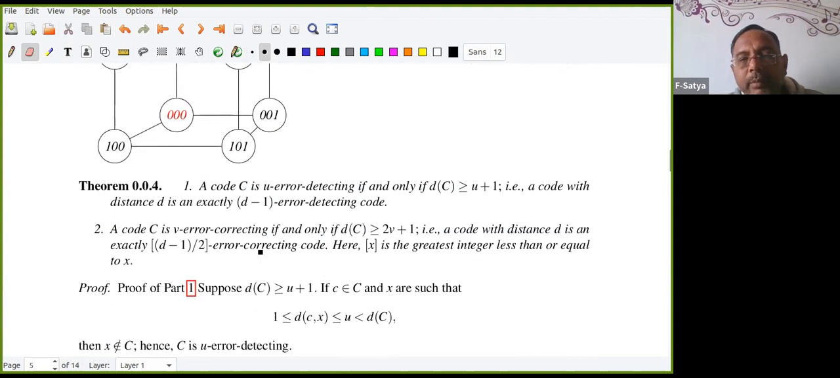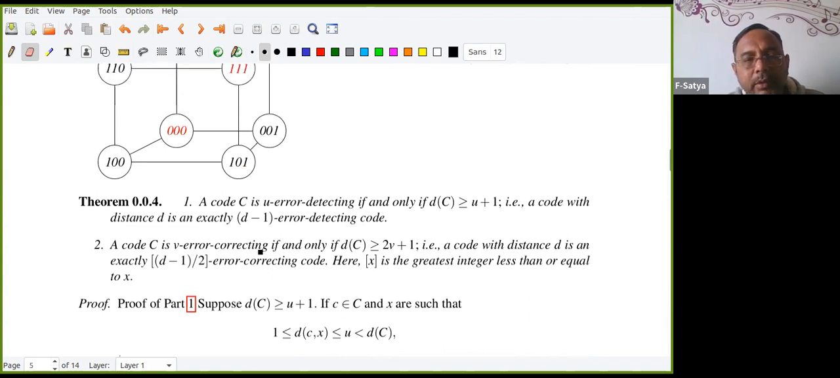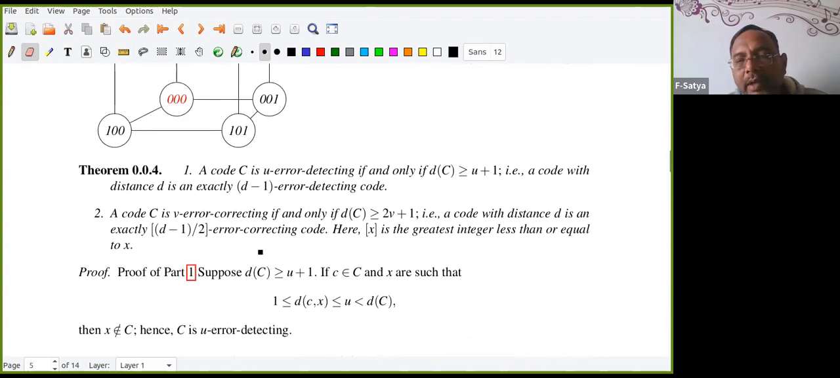So this is the theorem. The proof is very simple. If C is u error correcting if and only if the distance of C is greater than or equal to u plus 1, right? In particular, if the distance of the code is d, then it is d minus 1 error detecting code. It is exactly d minus 1. It can detect d minus 1 or fewer errors, but it cannot detect more than that.